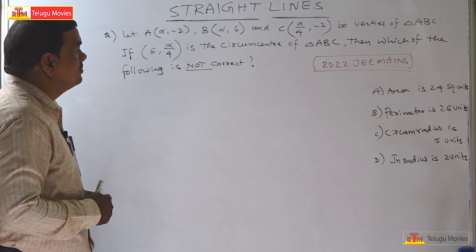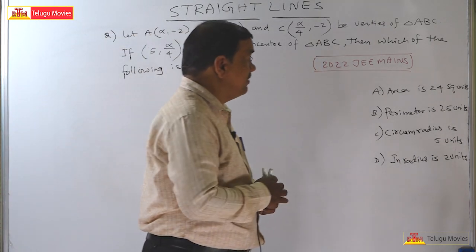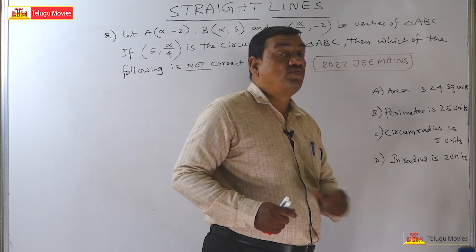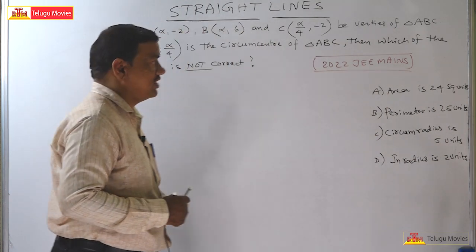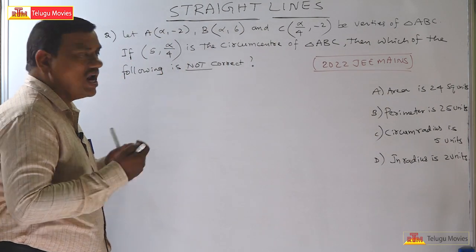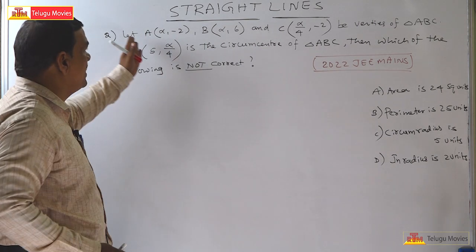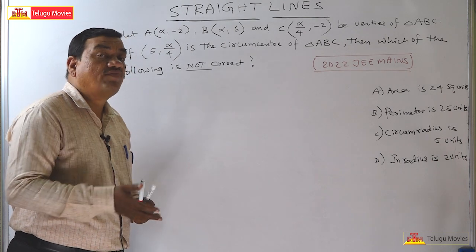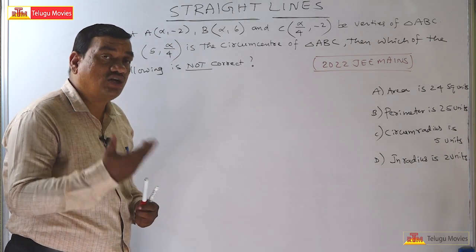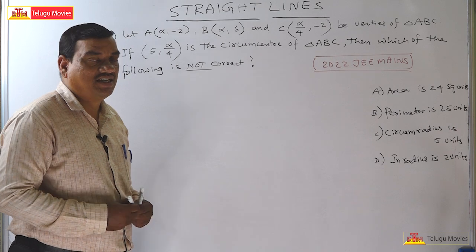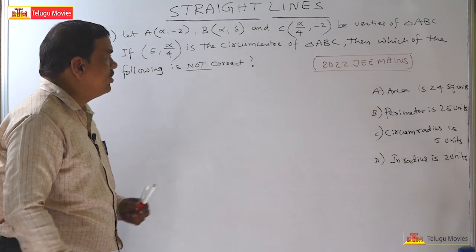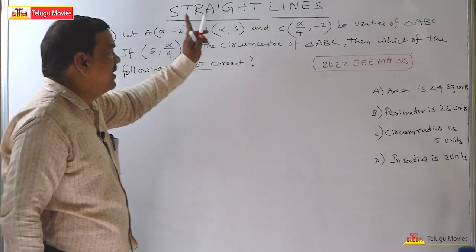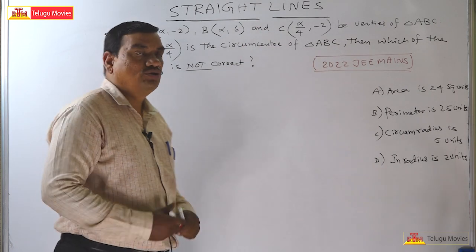First of all, these types of problems are very important. Why? Because here we have to check all the four options. First we will see what type of triangle it is. Here A, B, C, three vertices are given. Let us check whether it is equilateral, isosceles or a right angled triangle. To check that, the only thing is to find the distances AB, BC and CA. So let us see here.